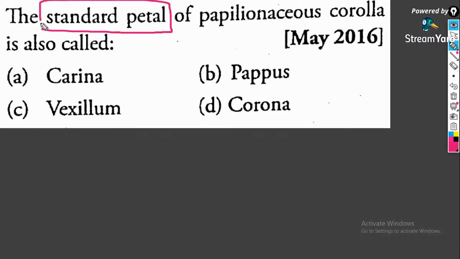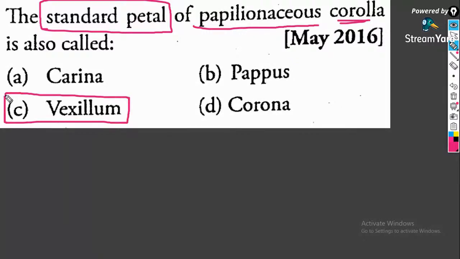The standard petal of a papilionaceous corolla is also known as... 5 petals, we studied about the arrangement, different types of estivation we studied, right? Valvate, imbricate, vexillary. We studied about different things, right? So the standard petal of a papilionaceous corolla is also known as... guys, the correct answer for the question is option C, vexillum.